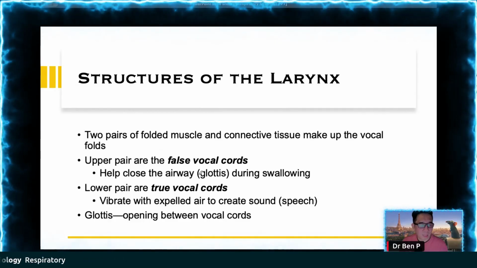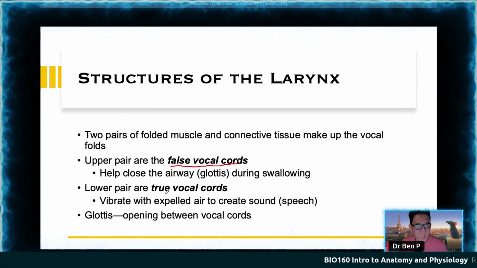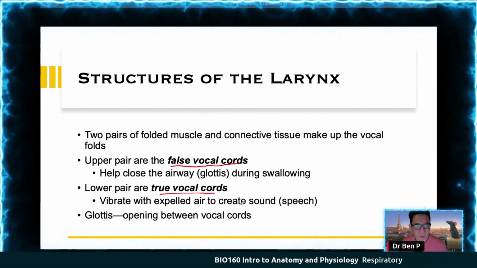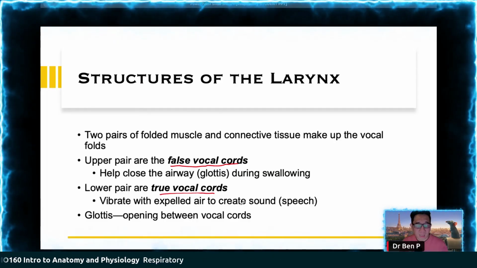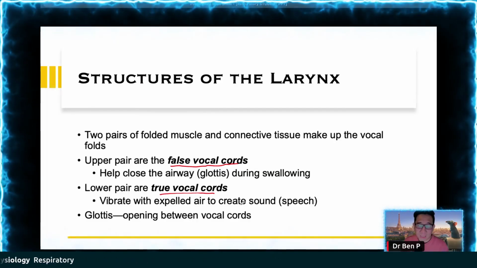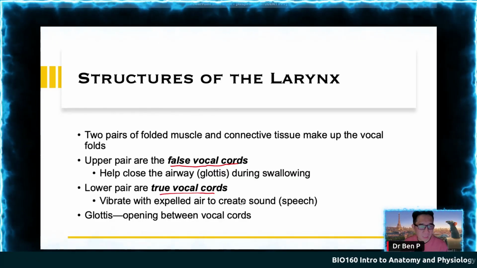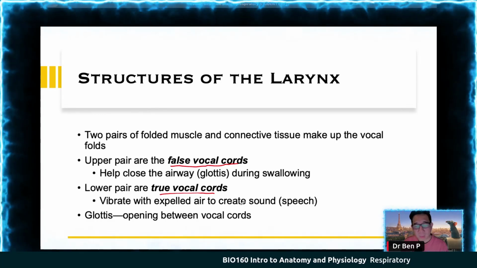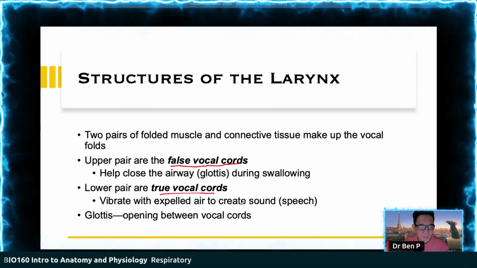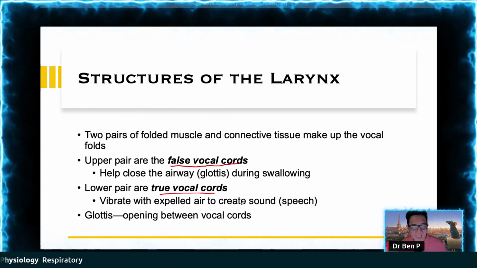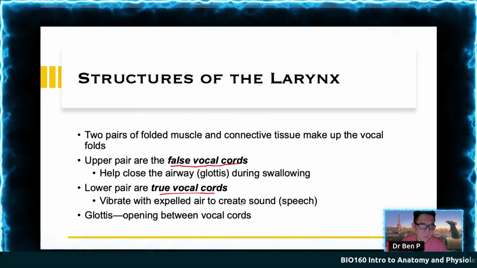Okay, so with the larynx, again, the key things on this, you have two vocal cords. One is called the false, and the other one is called the true vocal cord. The true one is the one that vibrates the air, causing sound. You actually hear your voice coming from that true vocal cord. The false one just helps close the airway, which is your glottis, when you swallow. So it doesn't actually participate in making sound per se, but it does help when you're swallowing down your food.